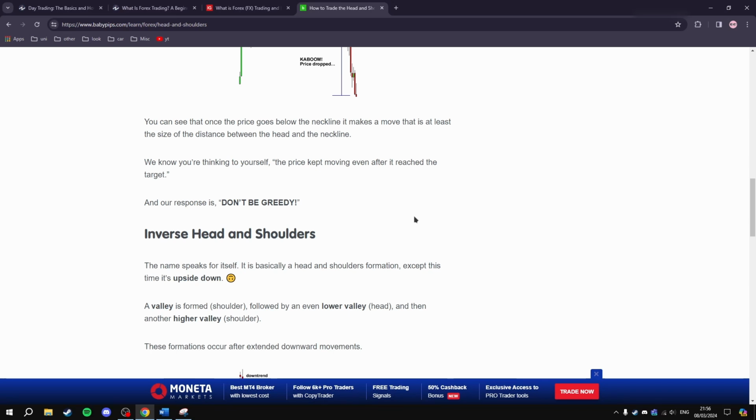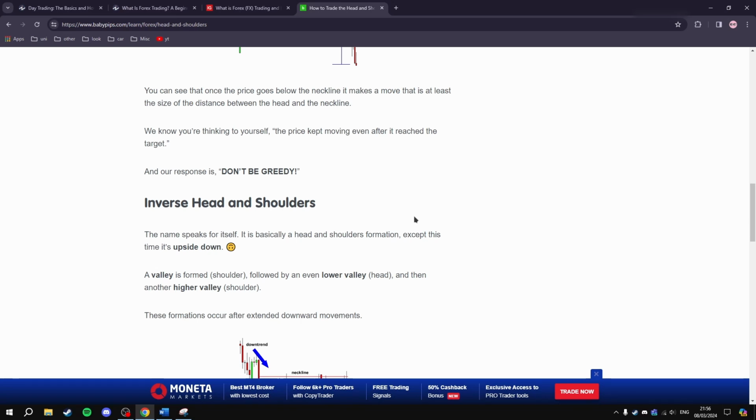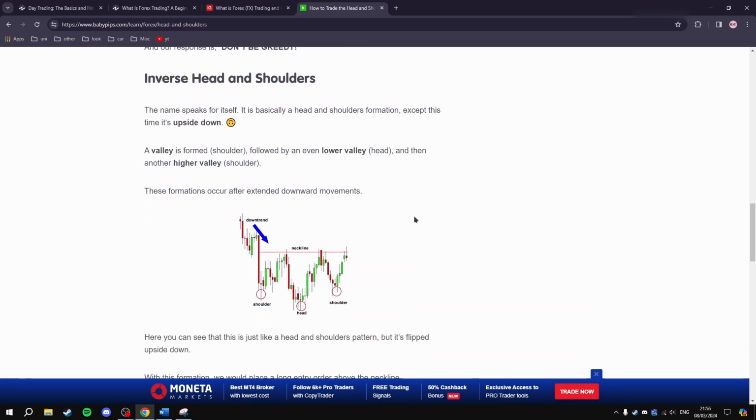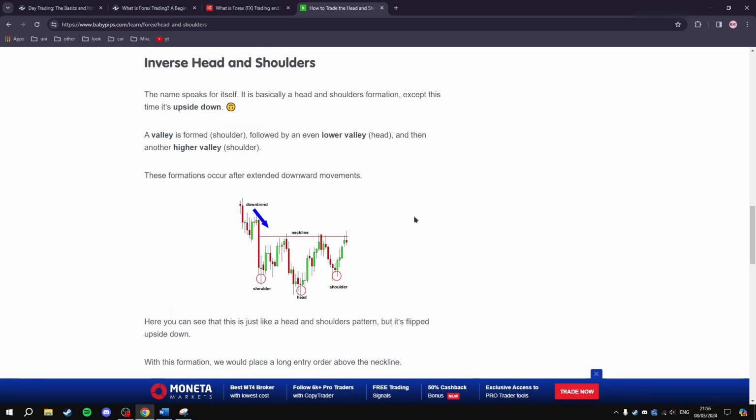Inverse head and shoulders. The name speaks for itself. It's basically a head and shoulders formation, except this time it's upside down. A valley is formed, a shoulder, followed by an even lower valley, the head, and then another higher valley, the shoulder.